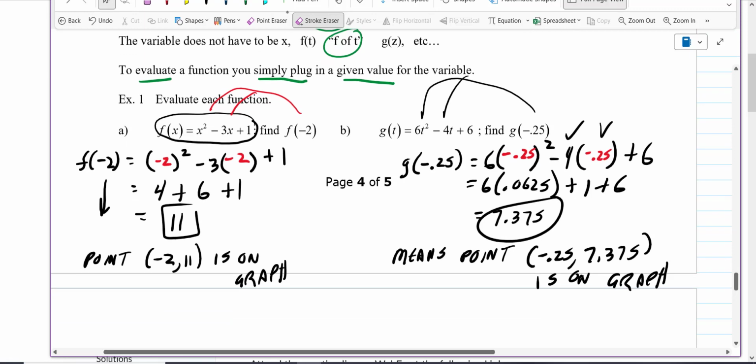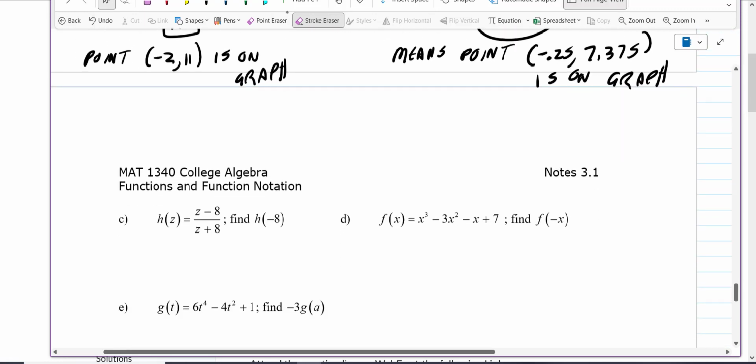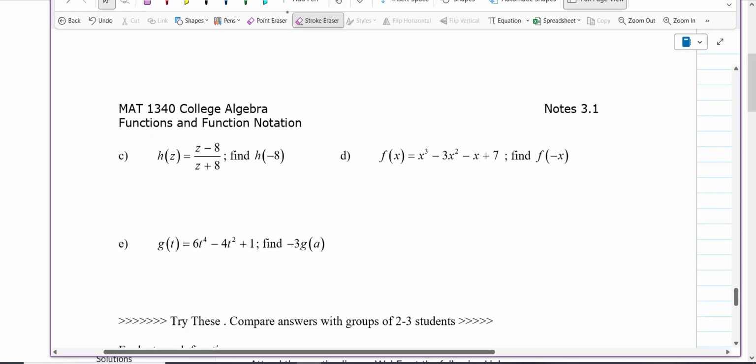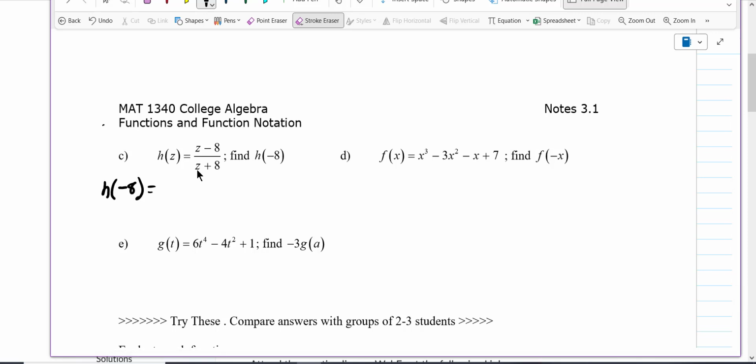Okay, let's move to this next page here and just do a couple more, then I'll let you finish up with just some problems here. Then we'll start the next section. Okay, so this one goes like this. So again, you're doing h of z, so you're doing h of -8. So everywhere you see a z, you're going to plug in -8. So you're going to have, and again, I like to get students trained to use parentheses. I mean, you don't have to, but there sure is a benefit to doing that.